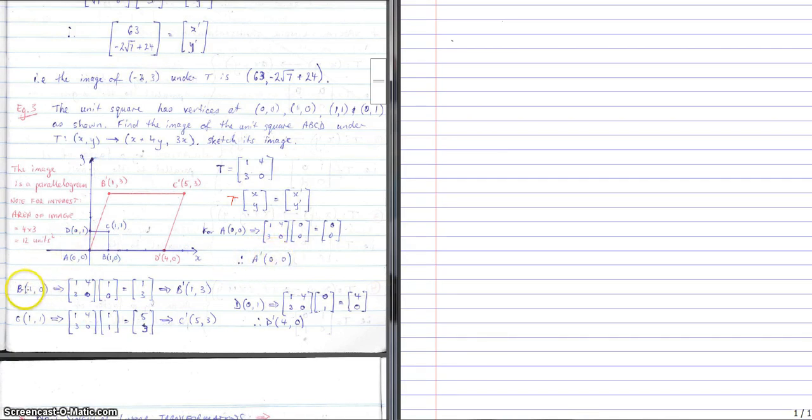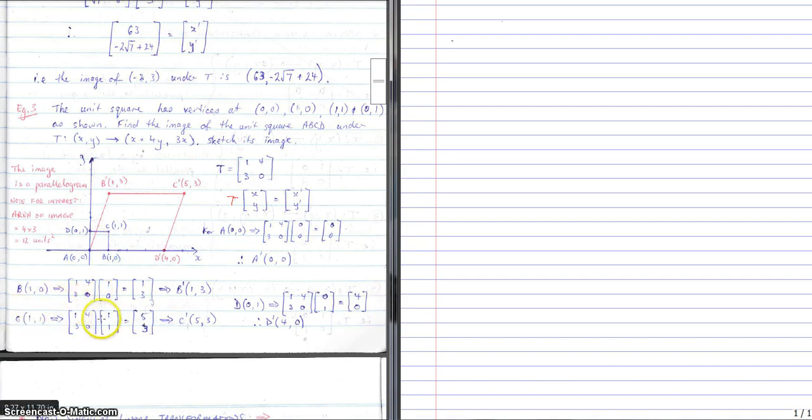Do the same thing for B, 1, 0. So we've got our transformation matrix T multiplying by 1, 0. 1 times 1 is 1, plus 4 times 0 is 0. So we've got 1. And then for our y coordinate, 3 times 1 is 3, plus 0 is 3. So it becomes 1, 3. So we can move across to 1 and up 3. That's our image point B prime.